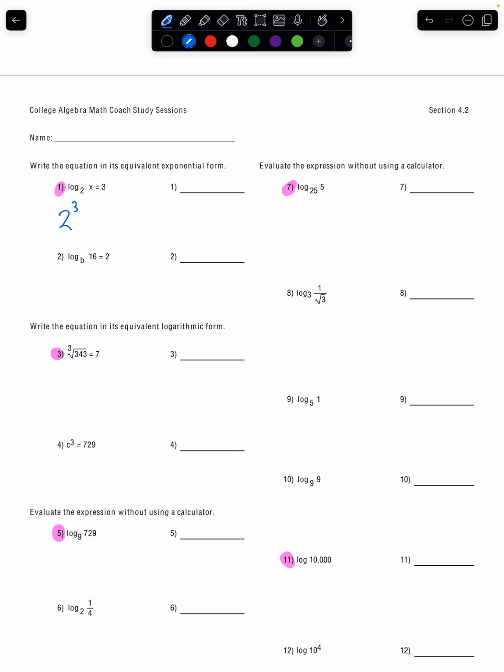It's going to be 2 cubed is equal to x. And so we leave this x where it is, and then we just bring the 3 on top of the 2. All we're doing is sort of reshuffling it.